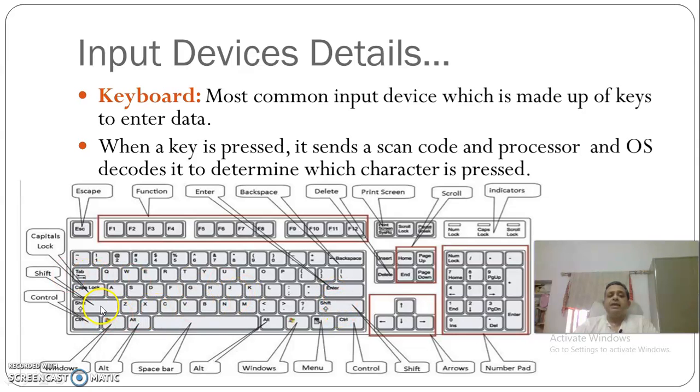Now these are like shift, control. They themselves do not serve any purpose, but they are used in combination with other keys. Like if you know it very well, Control plus S is used to save a file. Control plus P is used to send a document to the printer. So like this, they are called the special keys.